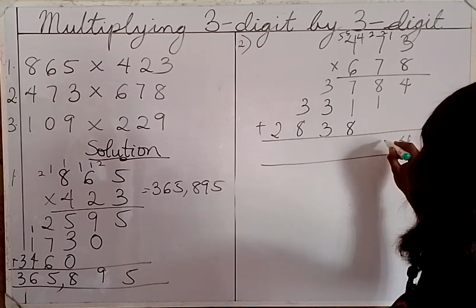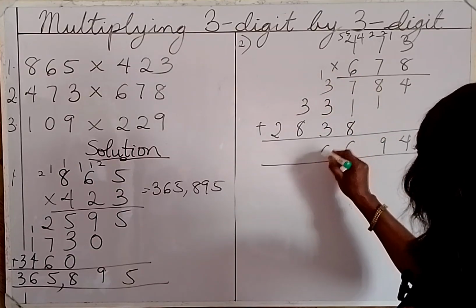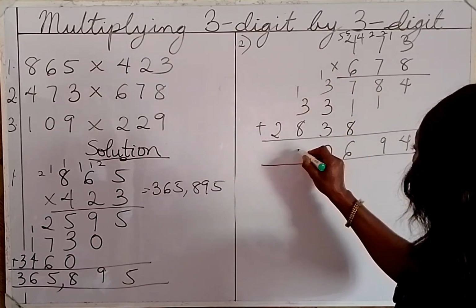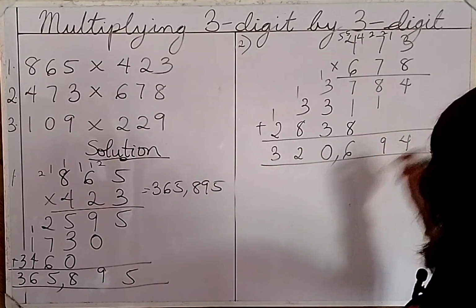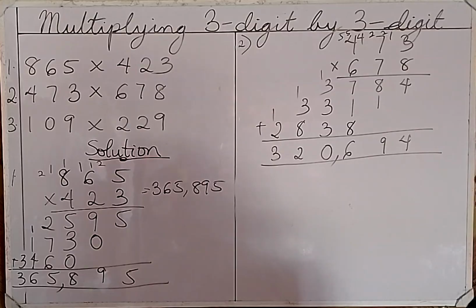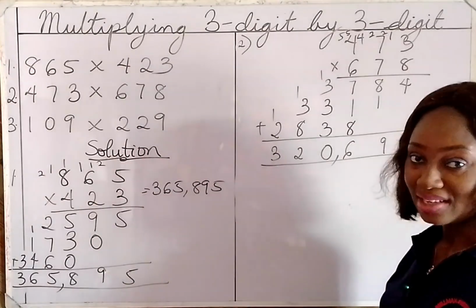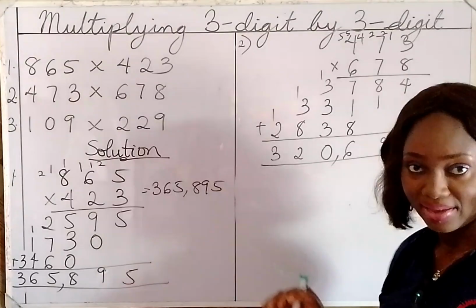We have 4, 9, 16, 10, 12, and then 3. And our answer is what? 320,694. I hope you understand this. You need to do your multiplication table very well for you to answer questions like this.